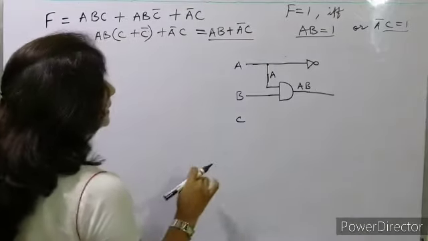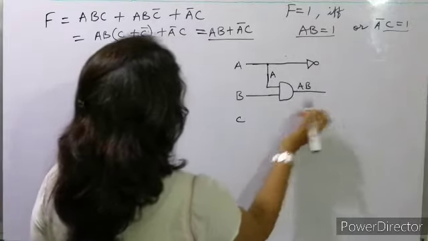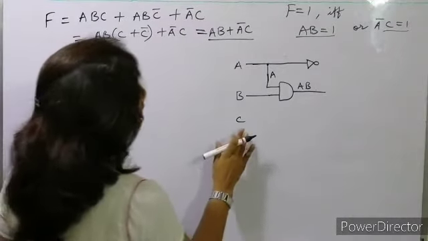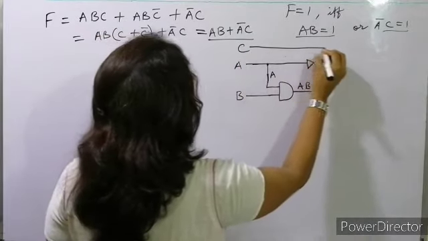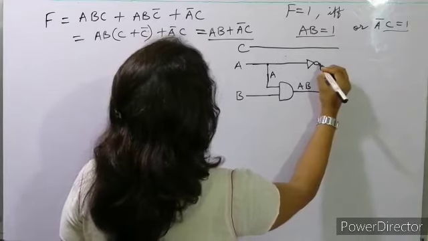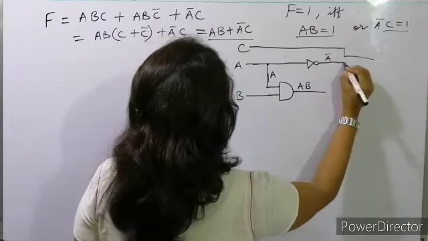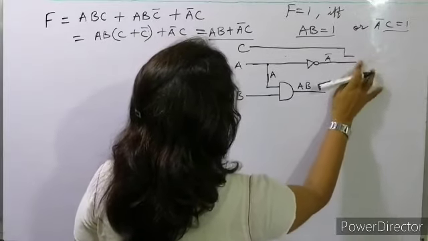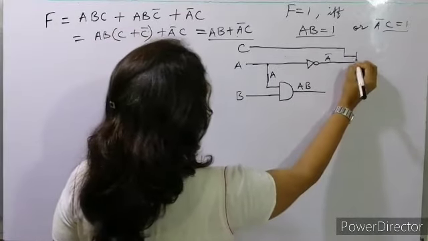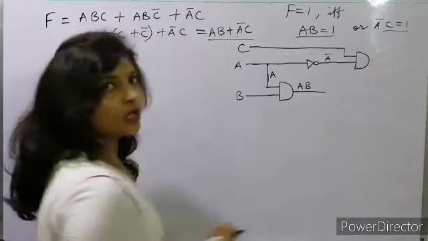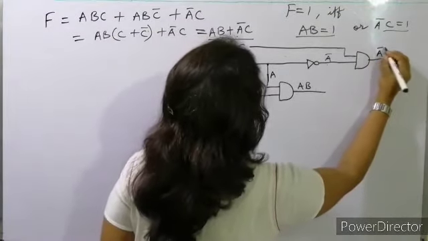Now next what we have to do, this is AB. Okay, and C, we'll do one thing. C हम यहाँ पे लिखते हैं. Okay, तो क्या होगा ना, A bar C, this is A bar and this is C, so A bar into C. The operator is logical AND, logical multiplication मतलब logical AND. So this will be A bar C.